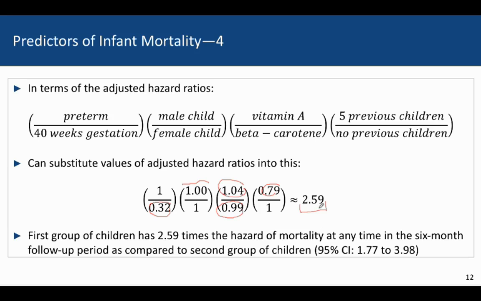So if you don't believe me, you can go back and do this on the log scale by writing out the Cox regression equation by taking the natural logs of the adjusted hazard ratio given in that results table, doing the math, getting the overall difference and exponentiate it, and you'll get the same result. An adjusted hazard ratio comparison for these two groups of 2.59.